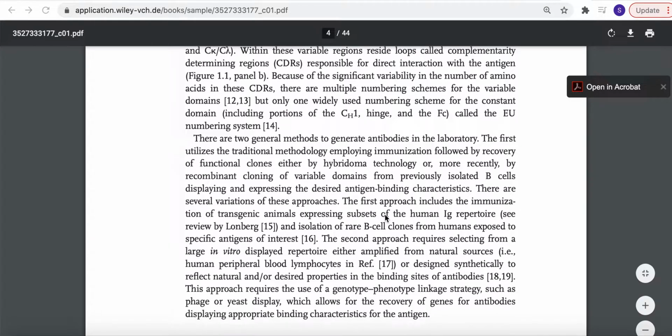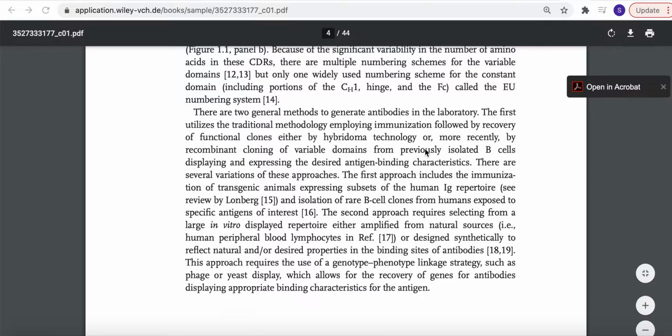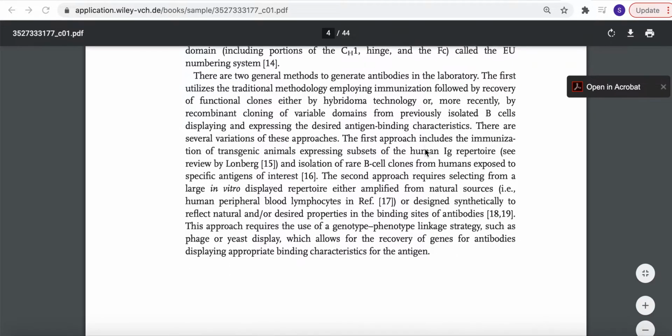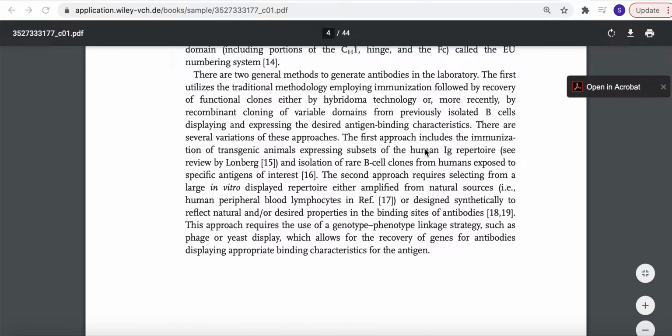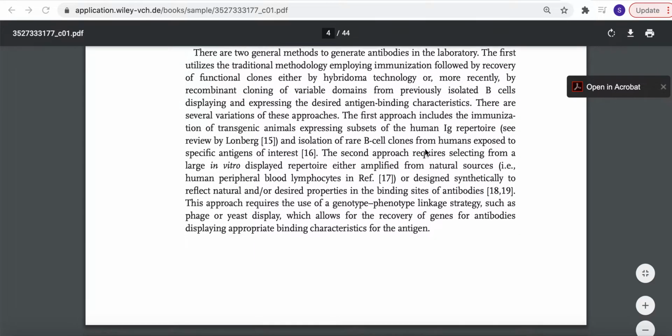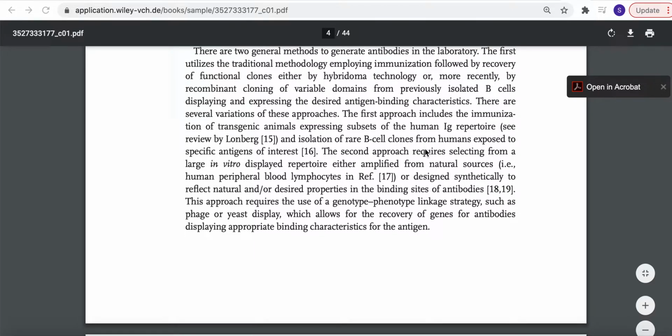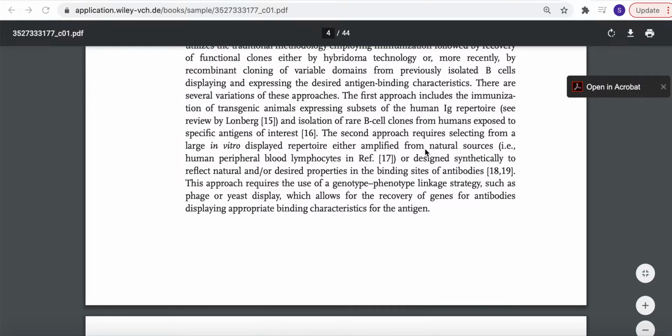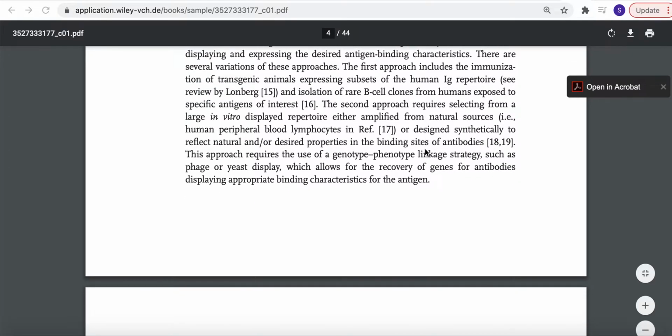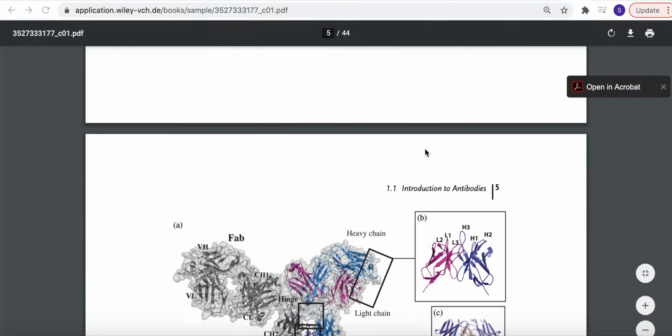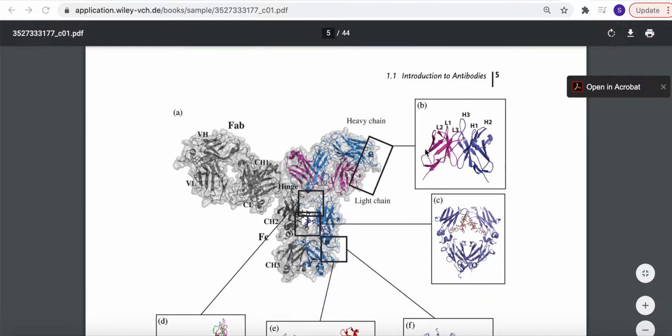There are several variations of these approaches. The first approach includes the immunization of transgenic animals expressing. This approach requires the use of a genotype-phenotype linkage strategy (Fab, heavy chain, light chain, hinge).